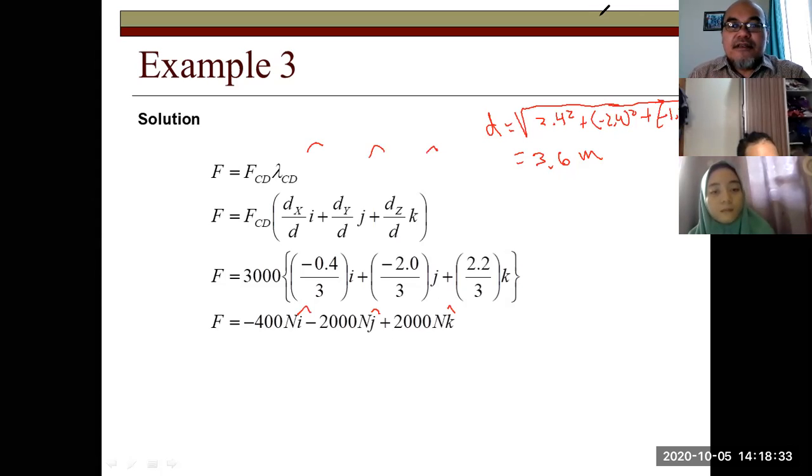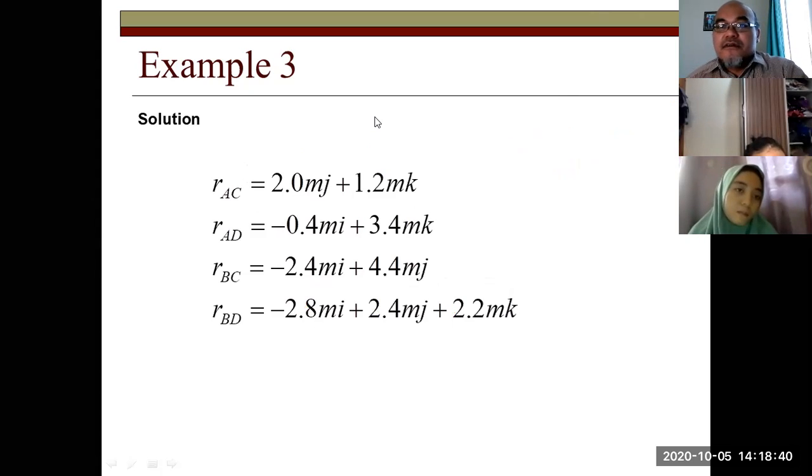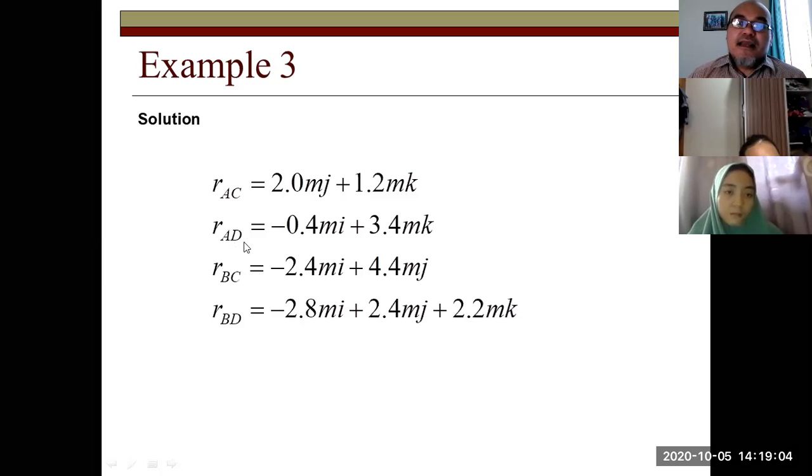Then after that, we go straightforward to calculate. As mentioned earlier in the previous slide, there are four position vectors which you could choose. First is RAC, from the beginning point of the axis, point A, towards the beginning point of the force, point C, and the vector is 2 meter J plus 1.2 meter K, like the one asked by Elga in the previous session. RAD is minus 0.4 meter I plus 3.4 meter K. RBC equals minus 2.4 meter I plus 4.4 meter J. RBD equals minus 2.8 meter I plus 2.4 meter J plus 2.2 meter K.